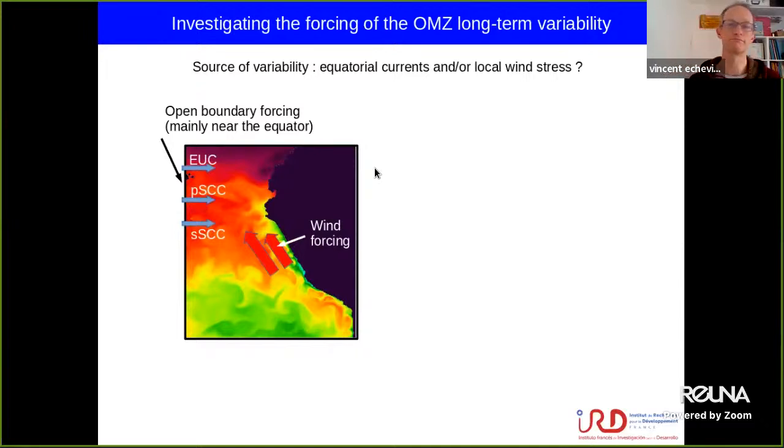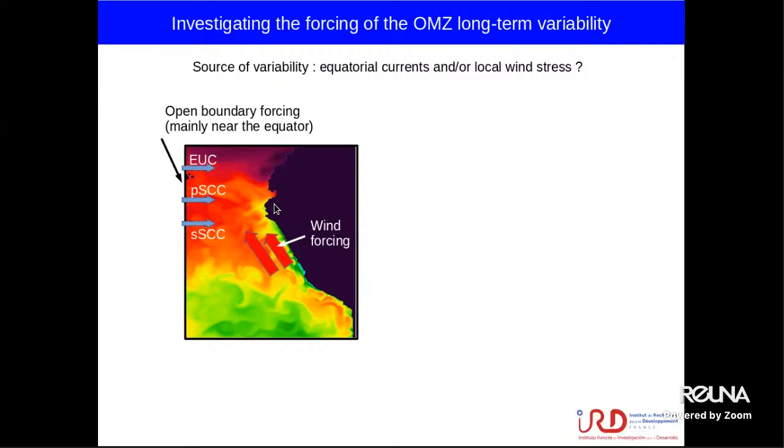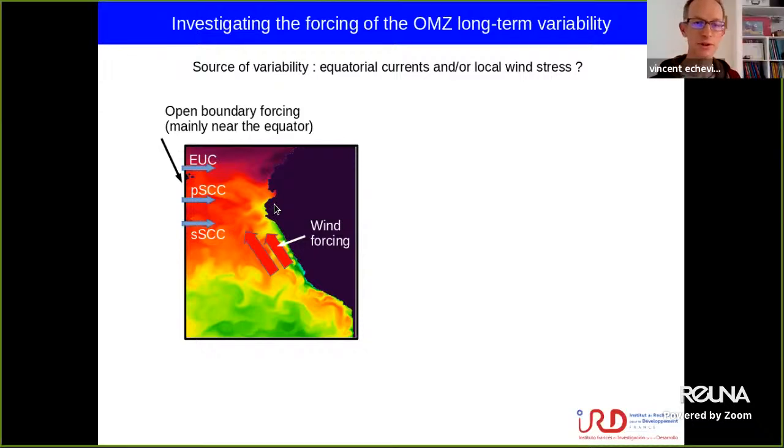Okay, so now what are the sources of variability in the system? Are they equatorial currents, or is it the wind stress? So what we did is we modified the boundary forcing and the wind forcing in our experiment. This is the idea of having a model, and you can play with it and test different physical forcings. So the main boundary forcing here is due to these zonal currents that are near equatorial currents, the equatorial undercurrent, and then these subsurface jets, the primary subsurface current and the secondary subsurface current. So these currents tend to transport water towards the Peru region, and they transport oxygenated water towards the Peru low oxygenated water.